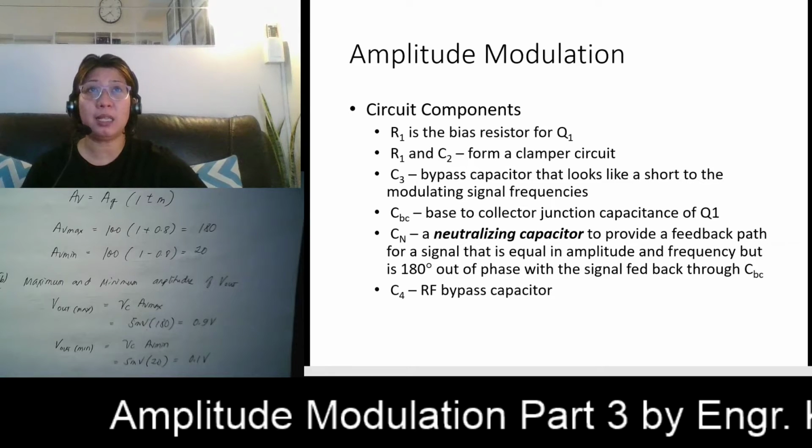Now, let us discuss the different circuit components in our previous circuit. R1 is the bias resistor for Q1. Your R1 and C2 form a clamper circuit. So what do we mean by a clamper circuit? This produces the reverse self-bias, and in conjunction with the barrier potential of your transistor, this determines the turn-on voltage for Q1.